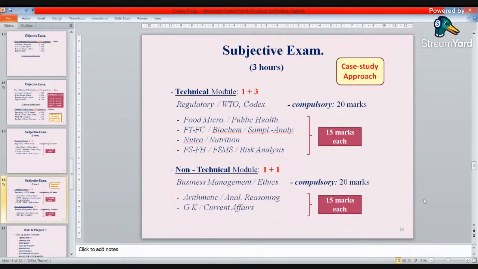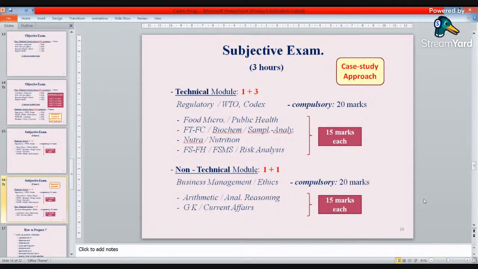In non-technical, there will be 3 questions. The question on business management, business ethics will be compulsory. And out of the remaining 2, you have to answer 1.